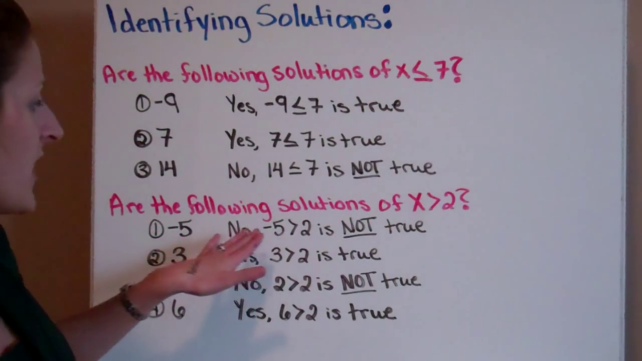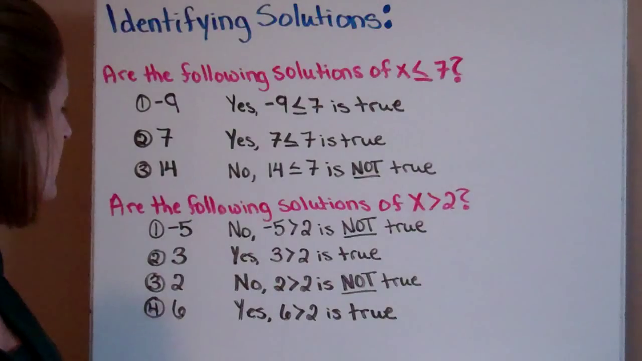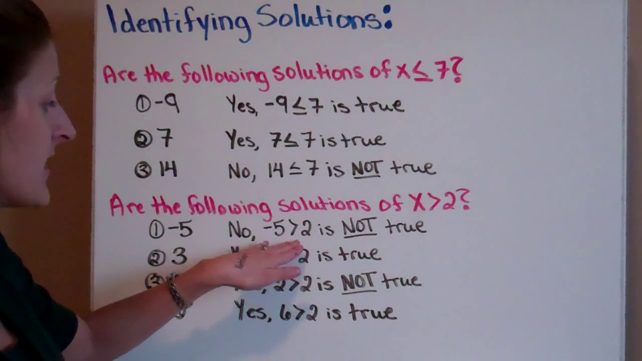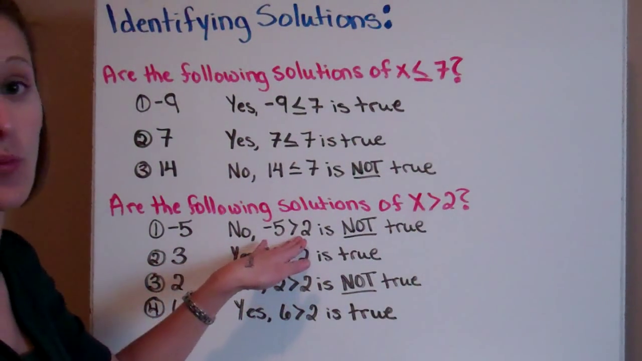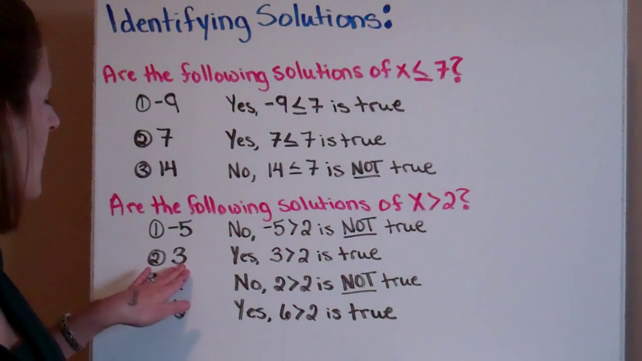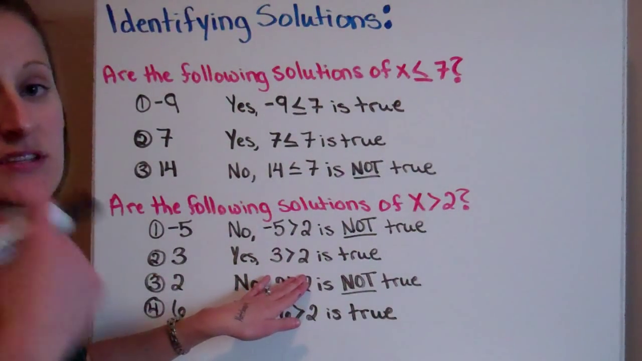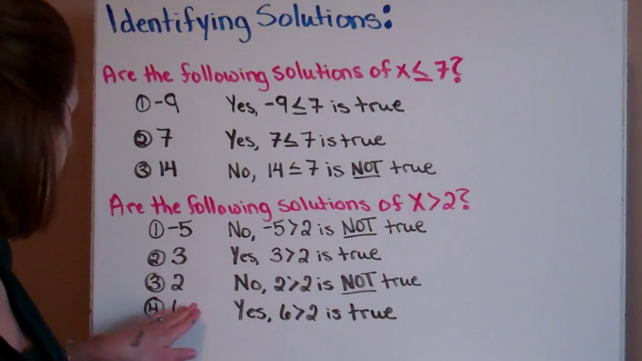Now let's look at the following to see if they're solutions of x is greater than 2. Now, negative 5, plug that in, you get negative 5 is greater than 2. We know that's not true, so this is not a solution. Now 3 is, because 3 is greater than 2. So this would be a solution to the inequality.